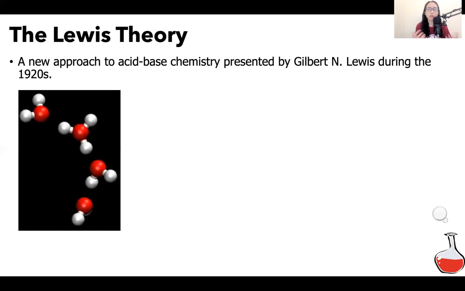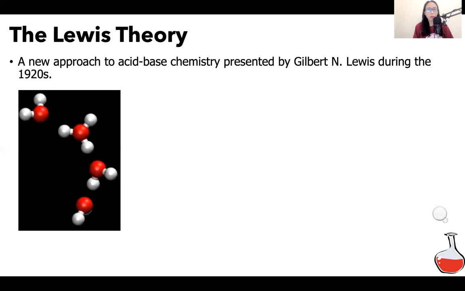On the other hand, your proton is a positively charged species which has a very high charge density. Yes, the charge is small, it's just positive 1, but it is a very small species. So the charge density is very high, and it tends to seek a negatively charged center. And that is represented by the lone pair of electrons on your water molecule.